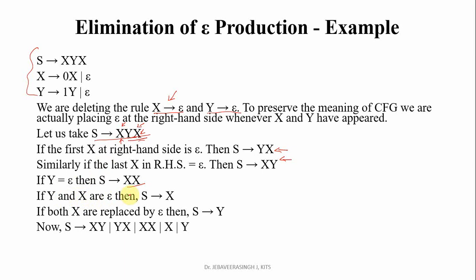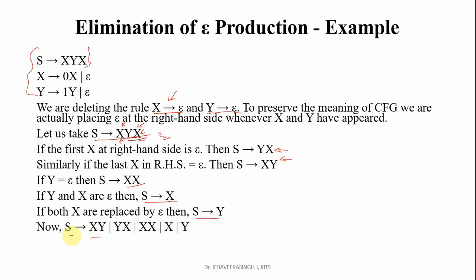Okay, if y and x are epsilon, we will have x gives x. And if both x are substituted with epsilon, then we will have s gives y. Now you might be wondering what will happen if both x's and y are substituted with epsilon. It will generate s gives epsilon, which is not our aim.